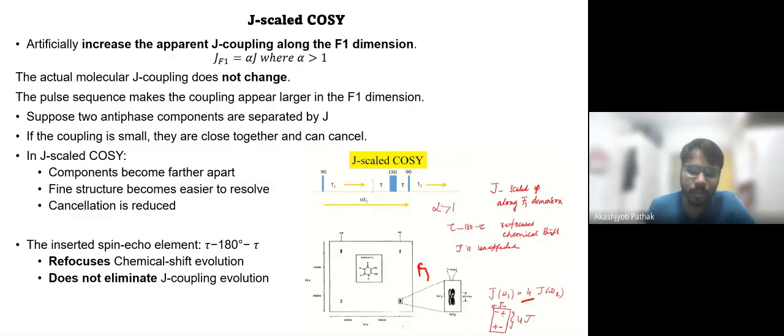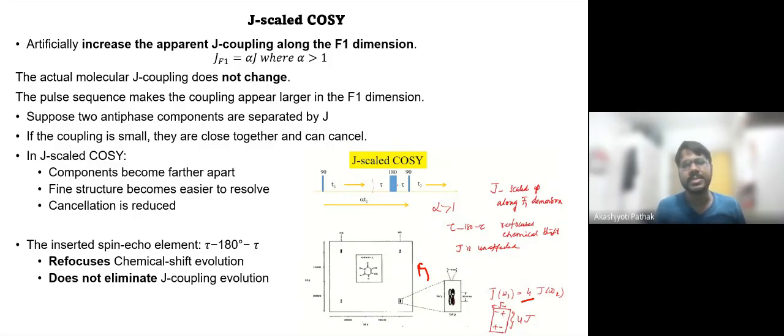As a result, the benefit that we are getting is that the separation between the negative components and the positive components is increasing. The disadvantage of the peaks cancelling each other is nullified by this J-scaled COSY pulse sequence. The actual molecular J coupling does not change in the pulse sequence. Here, JF1 will be equal to alpha times J.